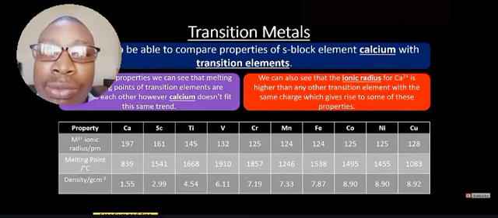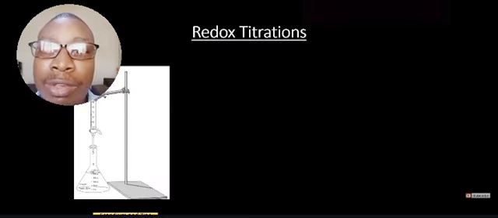Okay, so let's look at something else that is very important, redox titrations. These are similar to your acid-base titrations, only that in this case, you are mixing a reducing agent and an oxidizing agent instead of an acid and a base. Also, you do not need an indicator to know the end point, as the transition elements themselves will change color depending on the oxidation state. So you will see whether oxidation or reduction has taken place by looking at the color change. Your transition elements will act as indicators themselves.